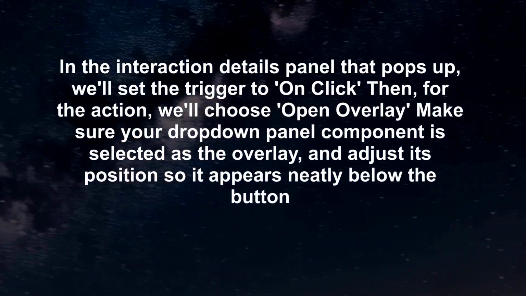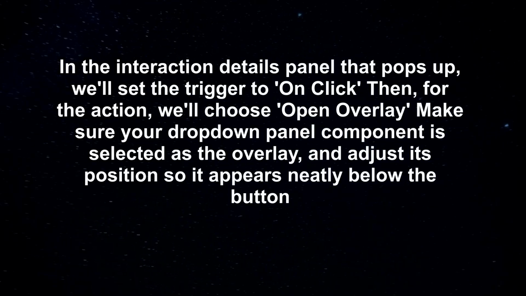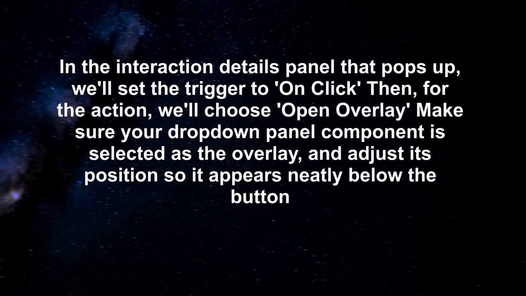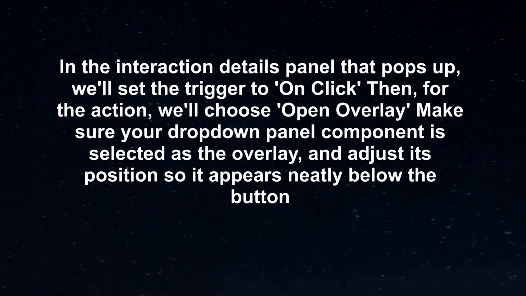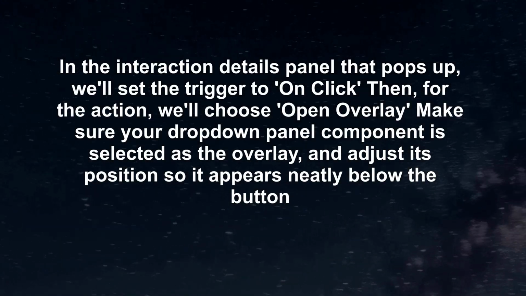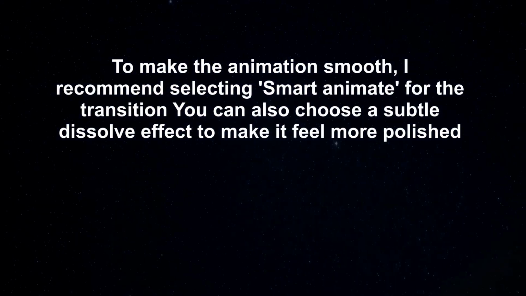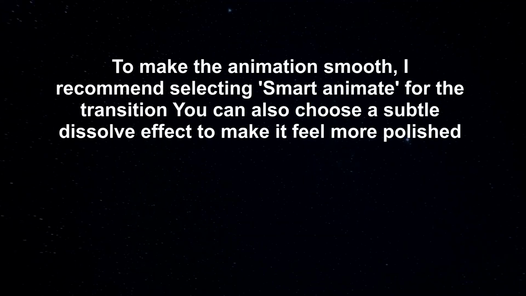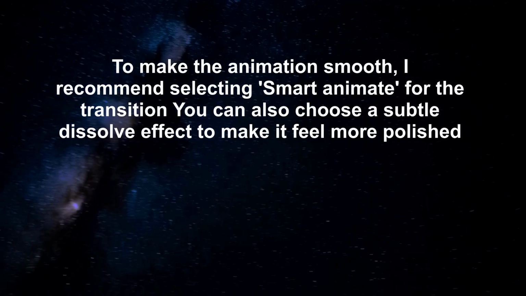In the Interaction Details panel that pops up, we'll set the trigger to on click. Then, for the action, we'll choose Open Overlay. Make sure your drop-down panel component is selected as the overlay and adjust its position so it appears neatly below the button. To make the animation smooth, I recommend selecting Smart Animate for the transition. You can also choose a subtle dissolve effect to make it feel more polished.